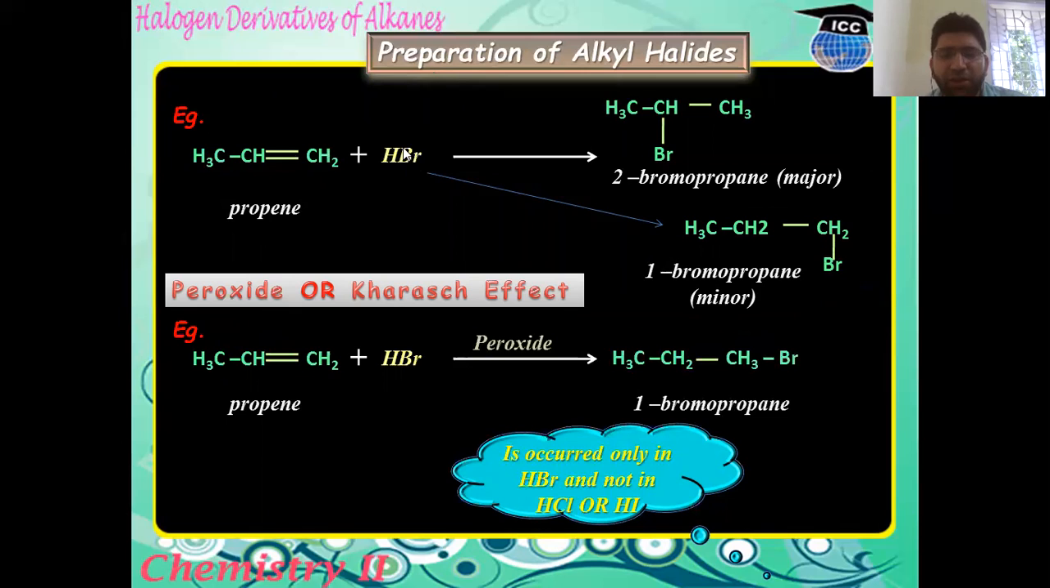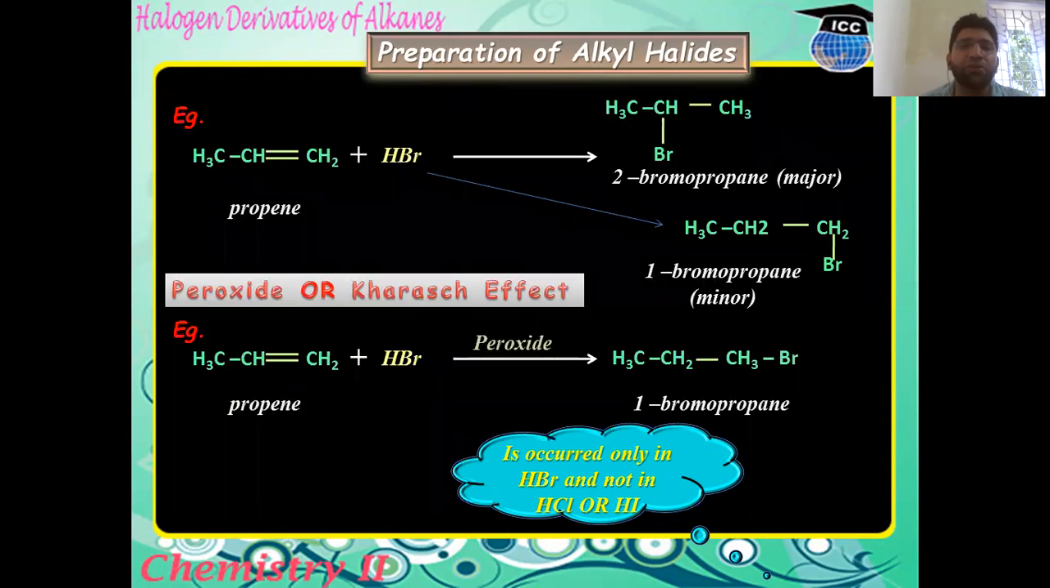That means the Br of this HBr will add to the doubly bonded carbon 1 or 2. This is carbon 1, this is carbon 2. When Br adds to carbon 1, we will get the product 1-bromopropane. And there is also a possibility of addition of Br to carbon 2, and we will get the product 2-bromopropane. Now the question is, of 1-bromopropane and 2-bromopropane, which is the major product?